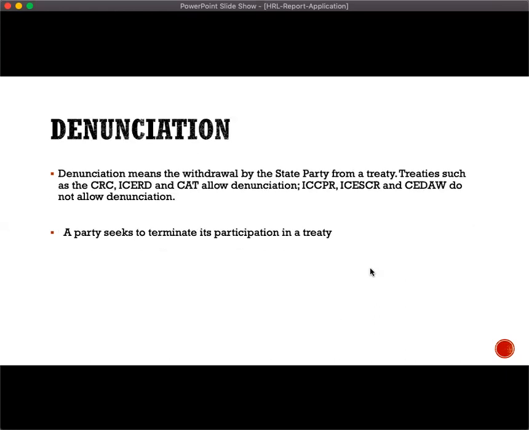Again, denunciation is the withdrawal by a state party from a treaty. So treaties such as the CRC, IHRL, or COT allow denunciation. So a party seeks to terminate its participation in a treaty. So that's basically a denunciation. And additionally, for denunciation, it should be a unilateral act by which the party seeks to terminate its participation.